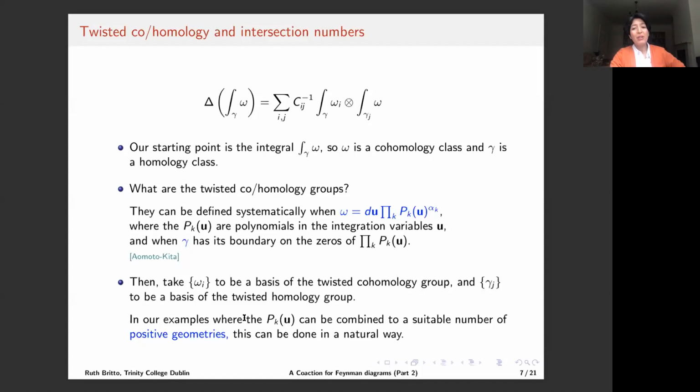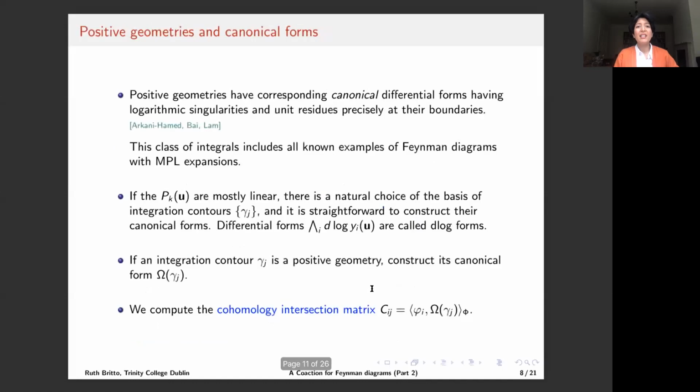In our examples, where these polynomials can be combined to a suitable number of positive geometries, this can be done in a natural way. So that's a setting where we claim that this works. Positive geometries are those that have corresponding canonical differential forms. Claude already showed this, having logarithmic singularities and unit residues precisely at their boundaries. And this includes all known examples of Feynman diagrams with multiple polylogarithmic expansions.